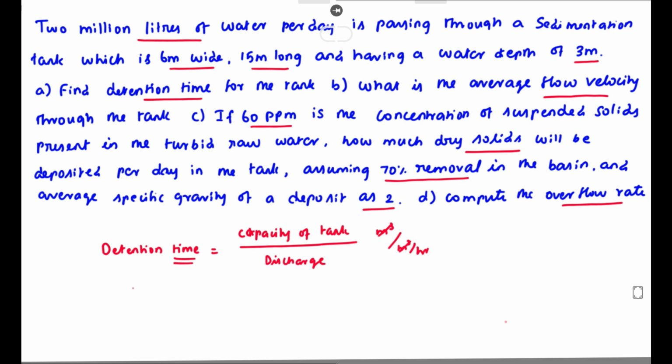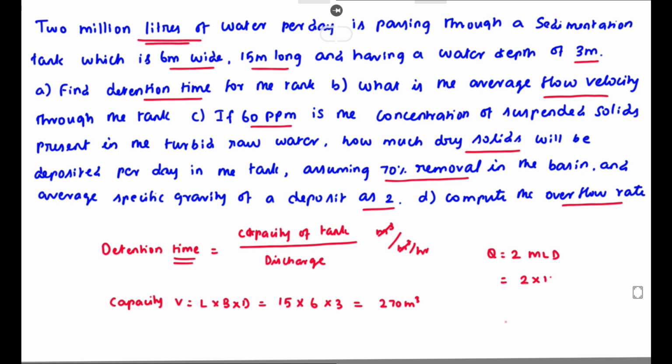Now we can find out the capacity of the tank. Capacity, volume equal to L into B into D. Length is 15 meter, width is 6 meter, and water depth is 3 meter. Solving this, we get the value of 270 meter cube. The discharge is also given, Q equal to 2 million liters per day. We can convert this into meter cube per hour.